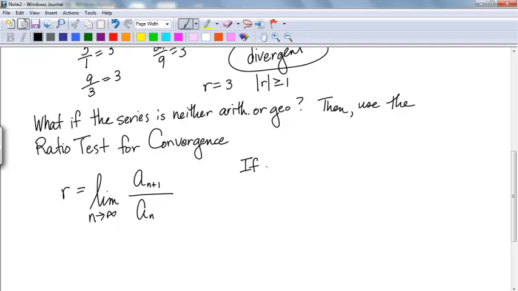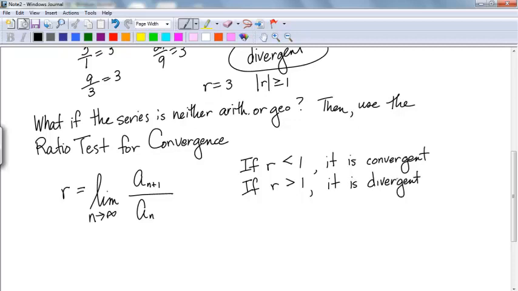If the r value, notice on this one it's not the absolute value, it's just r. If r is less than 1, it is convergent. If your r is less than 1 on the ratio test for convergence, it's convergent. If r is greater than 1, it is divergent. And then the kicker on this one, if r equals 1, if you go through the ratio test for convergence and r equals 1, then the test fails.